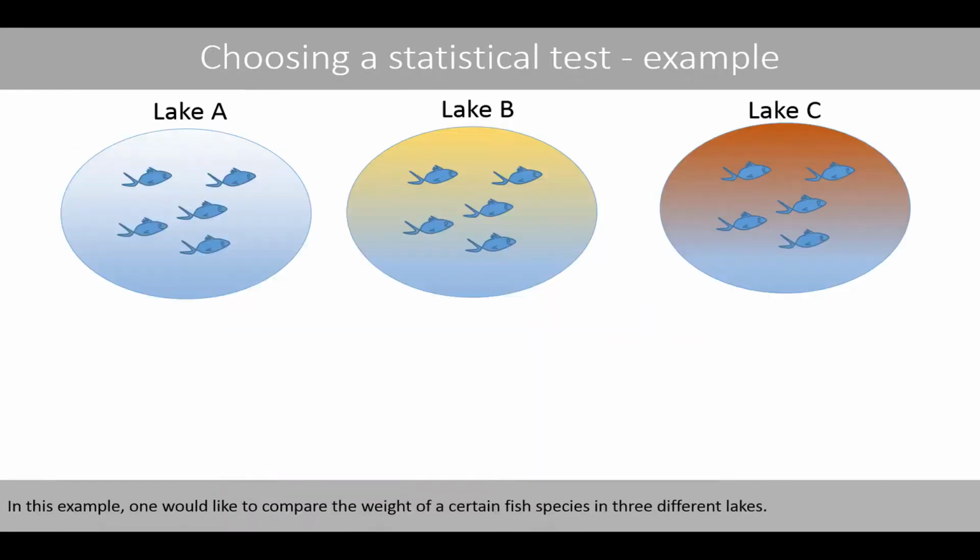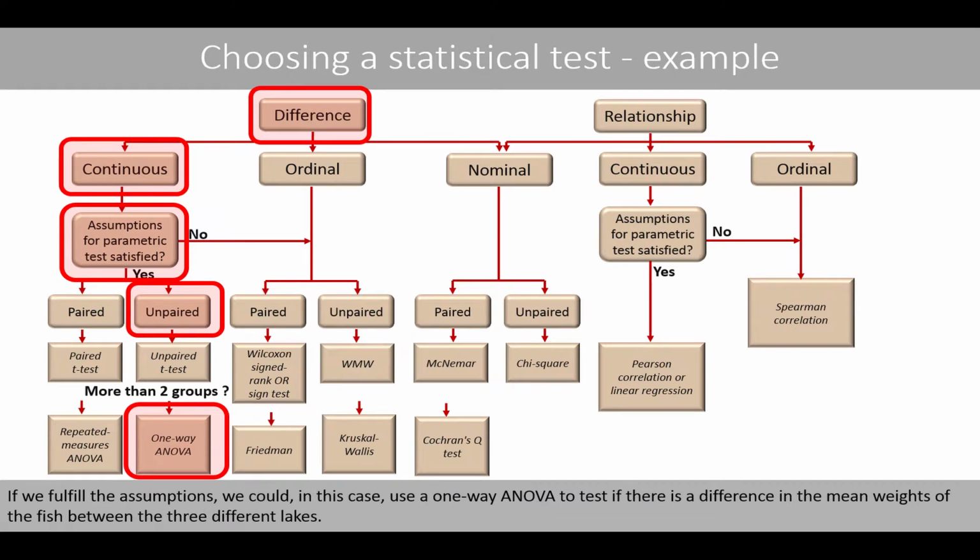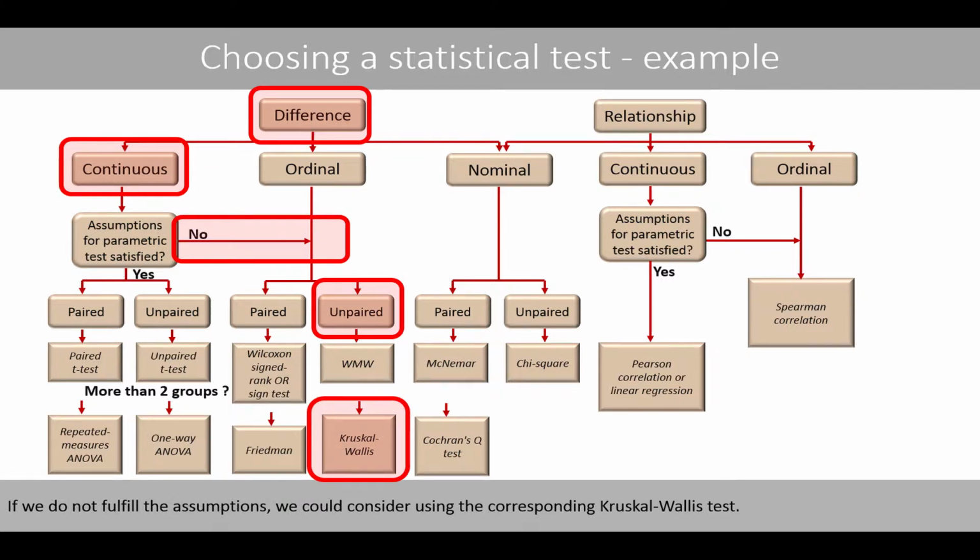In this example, one would like to compare the weight of a certain fish species in 3 different lakes. In this case, we like to compare the difference in weight, which is on continuous scale, between 3 groups. The fish in the 3 different lakes are independent. If we fulfill the assumptions, we could in this case use a one-way ANOVA to test if there is a difference in the mean weights of the fish between the 3 different lakes. If we do not fulfill the assumptions, we could consider using the Kruskal-Wallis test.